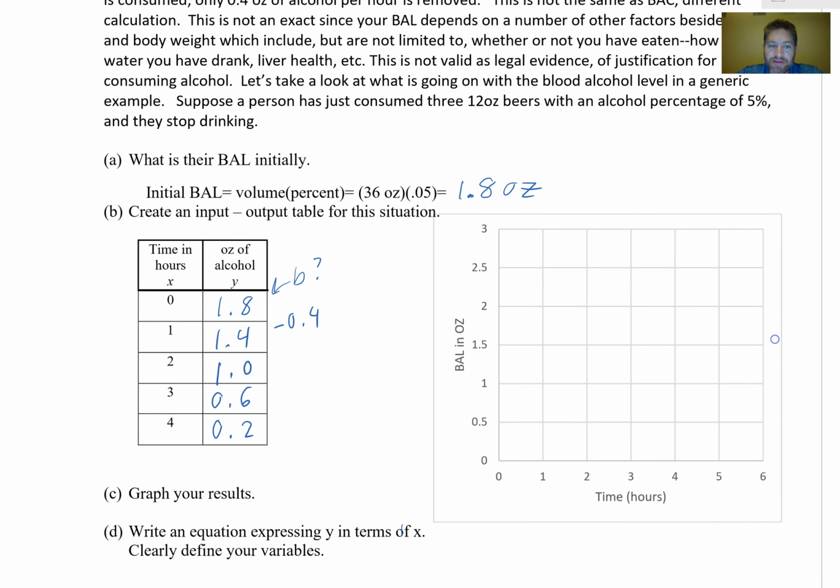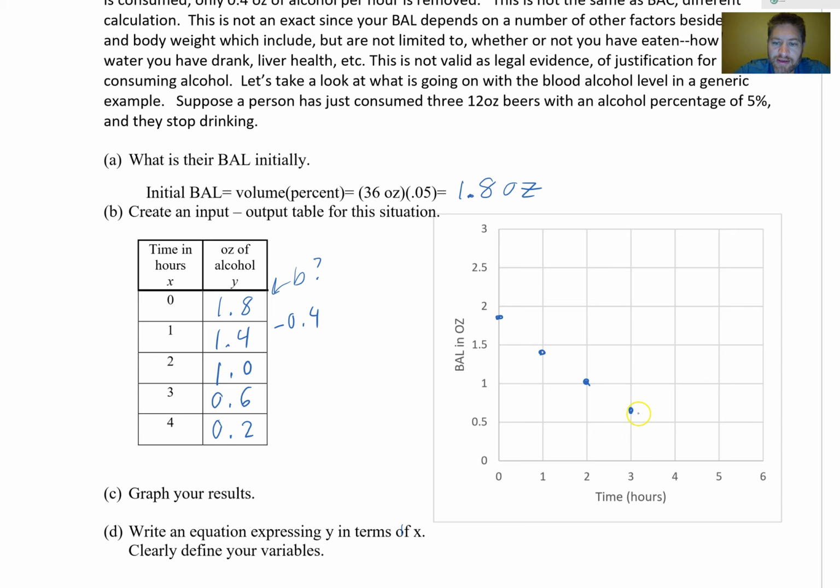So let's look at that graphically. Now, we only use this first quadrant here because this is a real-life situation. Our time cannot go negative, and our alcohol content cannot go negative. We cannot owe alcohol to our body. So at 0, it's 1.8. At 1, it would be 1.4. 2 is 1, so we can see that it's decreasing. We already knew that. It's decreasing by 0.4. And then 3 would be 0.6.